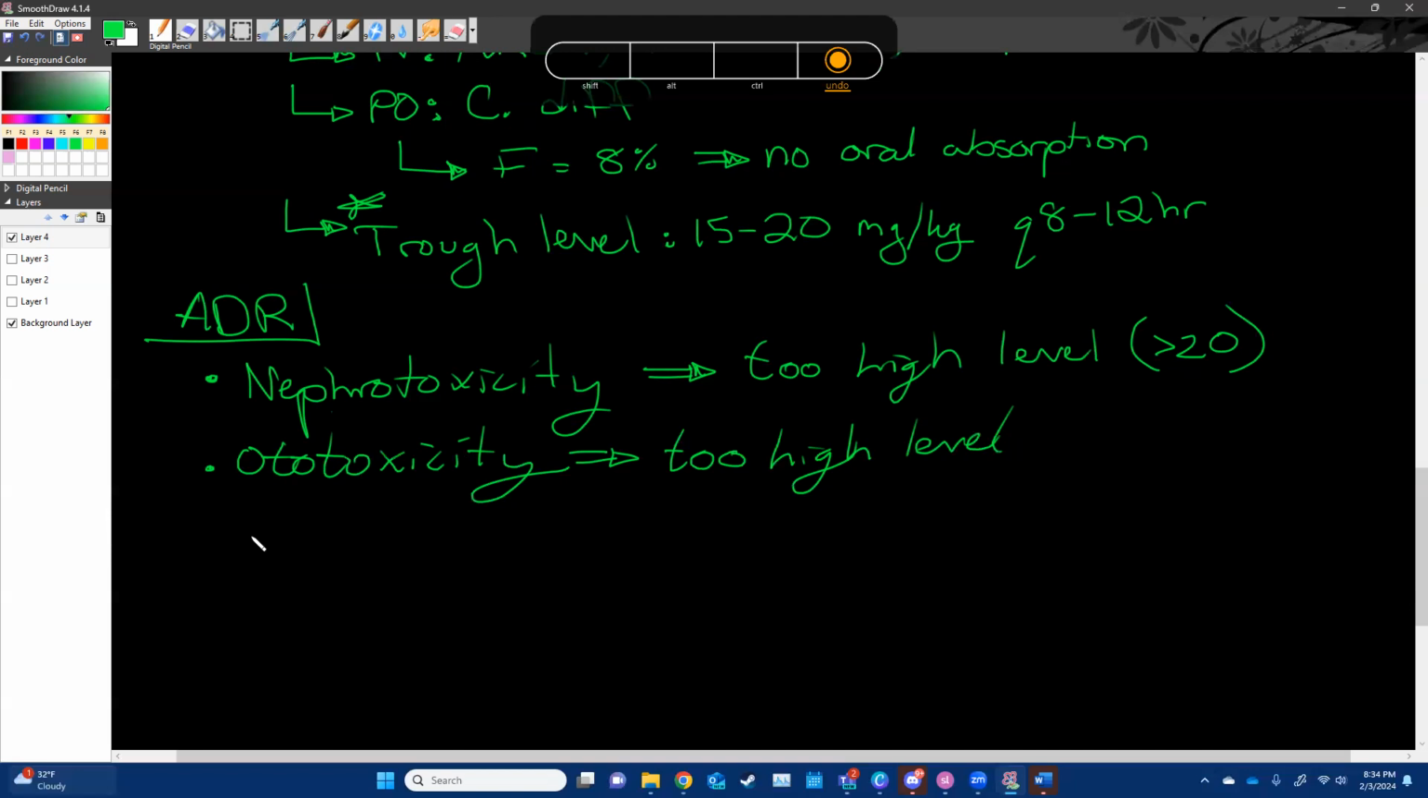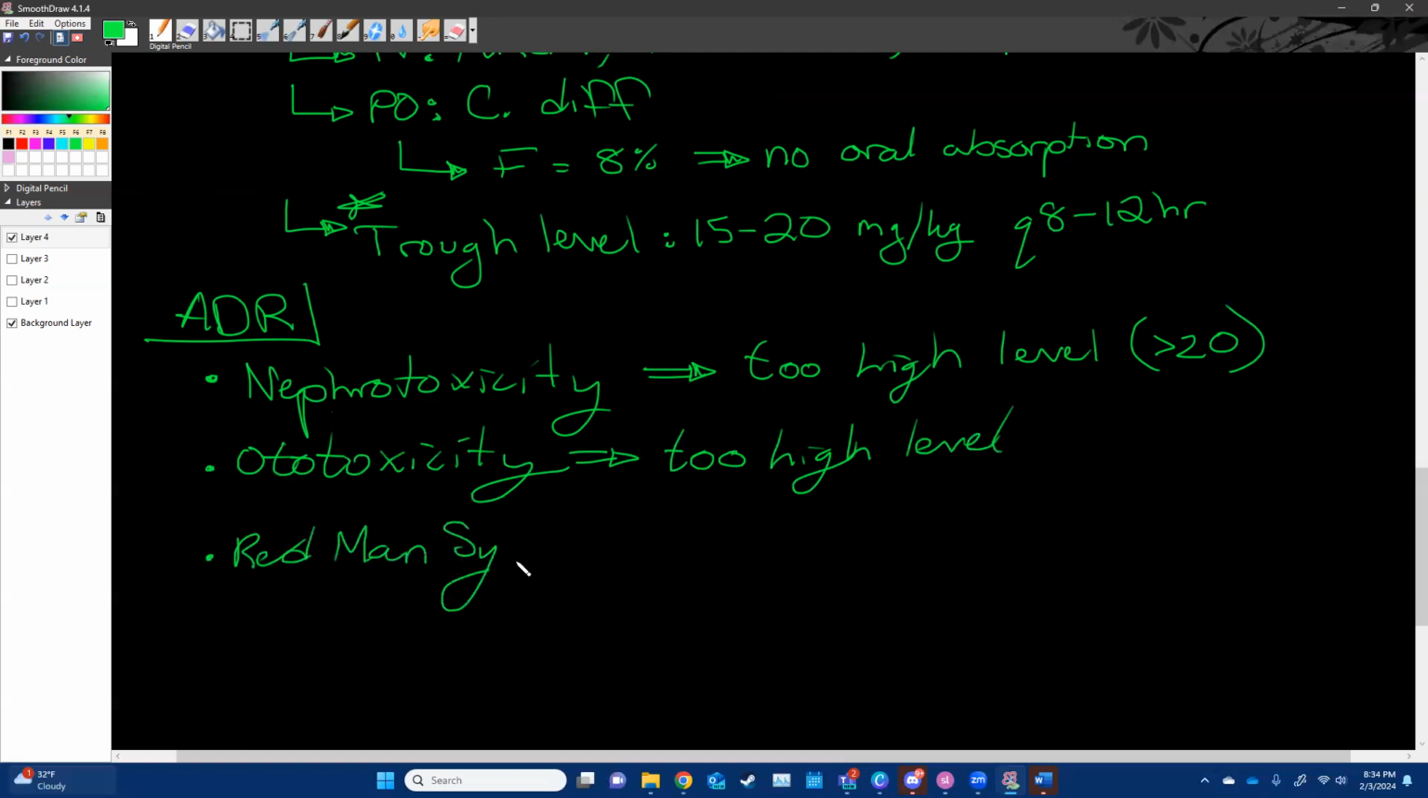So the first two have to do with the levels of vancomycin. The next has to do with how quickly someone is getting it infused into them, called red man syndrome. Essentially, what this means is that when someone is getting a bag of vancomycin, usually we infuse it over the course of an hour. So if they're getting 500 milliliters of vancomycin, then we would try to push that through into their body within an hour.